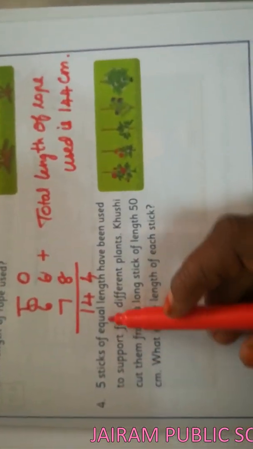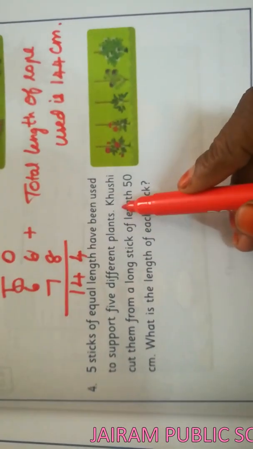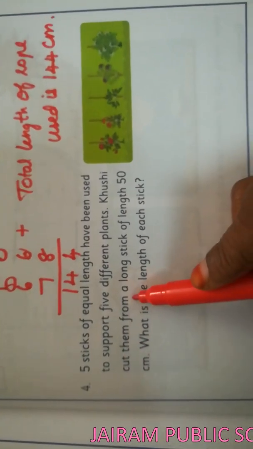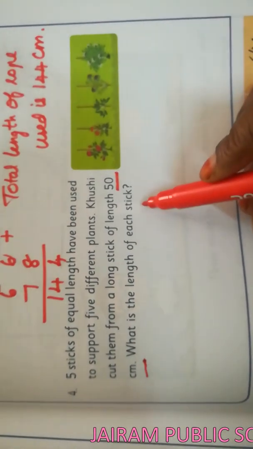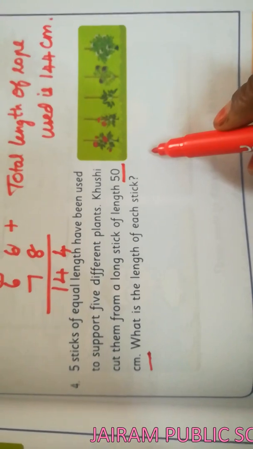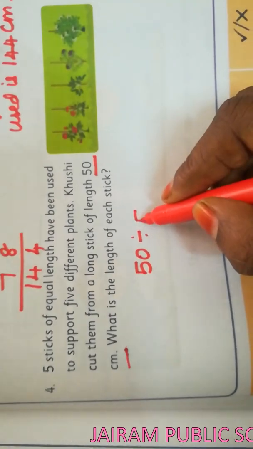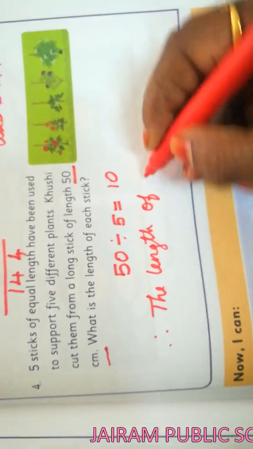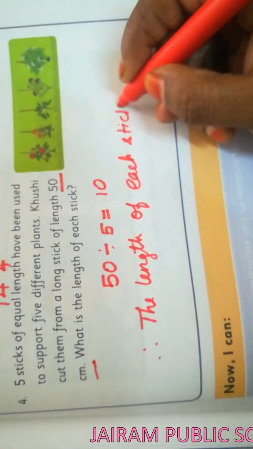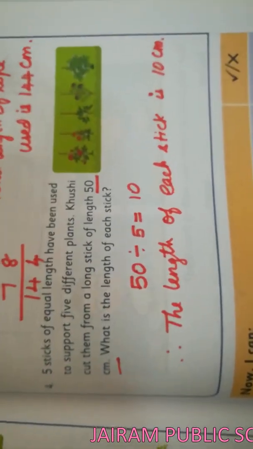Then fourth question. 5 sticks of equal length have been used to support 5 different plants. Kushi cut them from a long stick of 50 centimeter. What is the length of each stick? For that we have to use division. Using division, 50 divided by 5 is equal to 10. So therefore the length of each stick is 10 centimeter. Like that we have to find the answer.